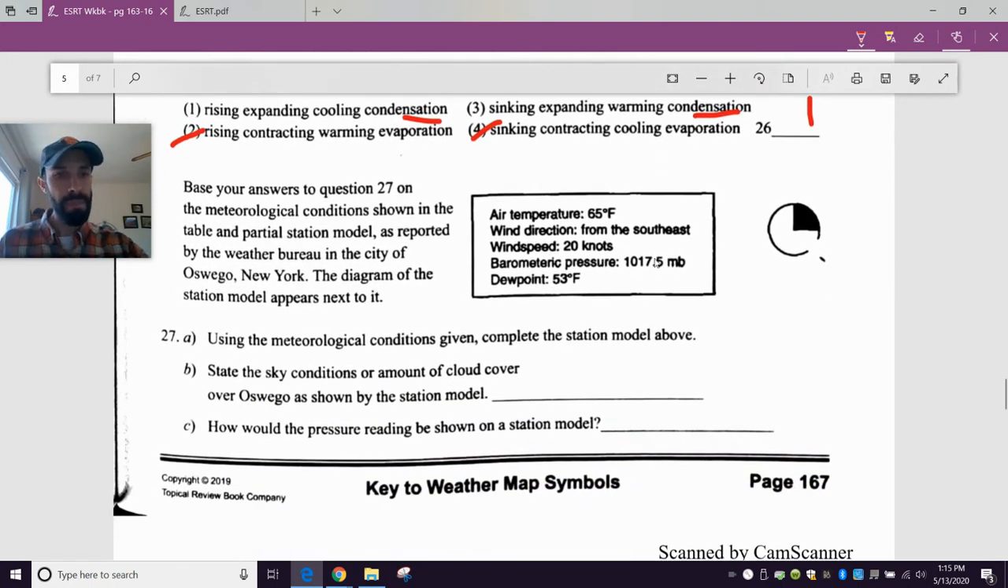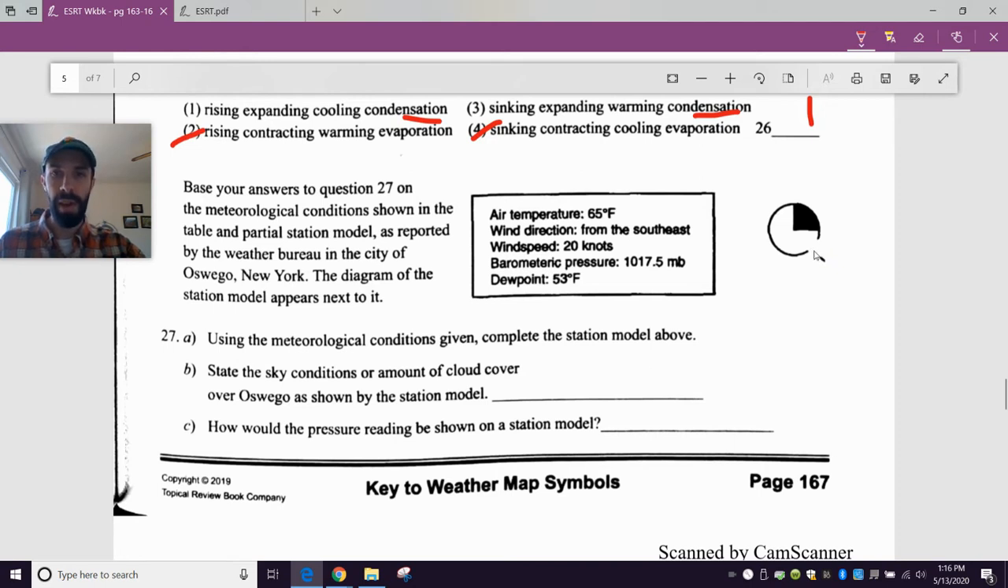27A says using these conditions here, we're going to make a station model. Now, just a heads up, there is no way for me to really grade station models quite well, because you have to draw something, and that's hard to do on a computer. So just be aware that on your test, I'm never going to have you draw a station model. I'll have you interpret a station model, but not draw one. Okay, now if you drew this one correctly in your workbook, this is how you would do it.